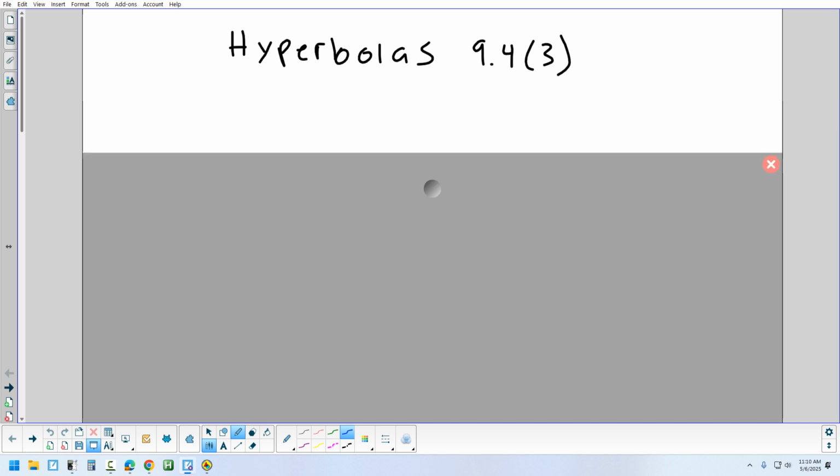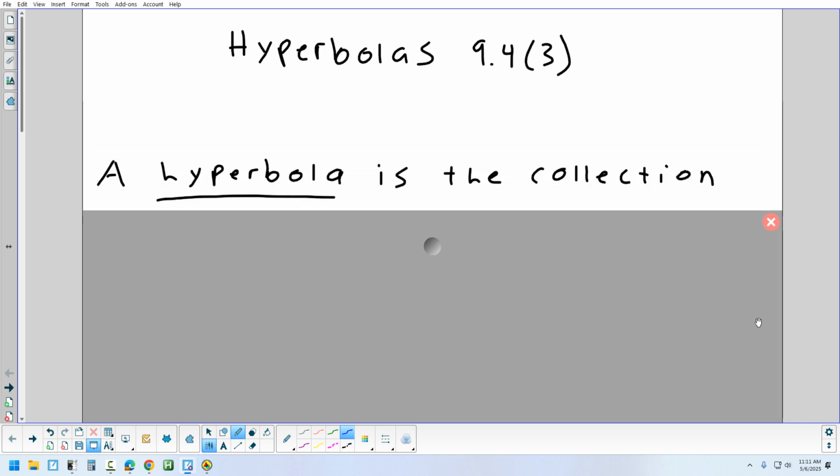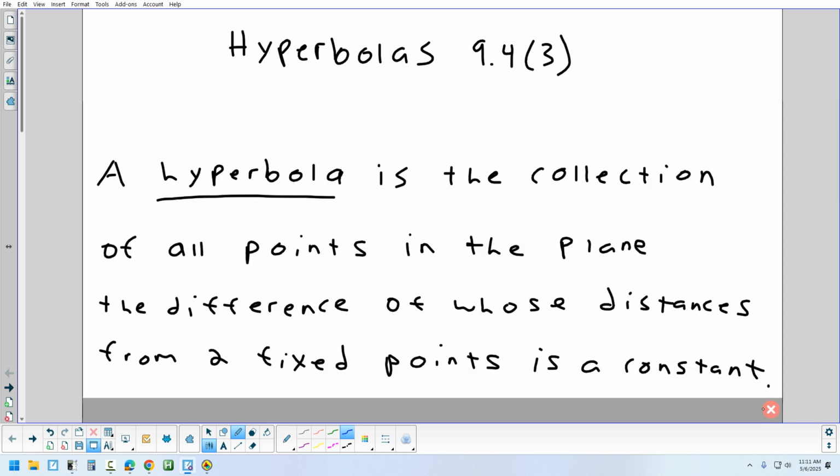The last conic section we're going to look at is a hyperbola. This definition is exactly the same as the definition for an ellipse, except for one word. Does anybody see the one word that is different here than with an ellipse? Yeah? The difference.